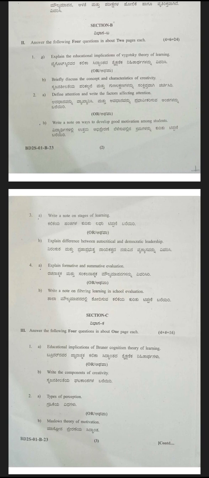First bit, A: educational implications of Bruner's cognitivism theory of learning. B: Write the components of creativity. Second bit, A: types of perception. B: Maslow's theory of motivation.